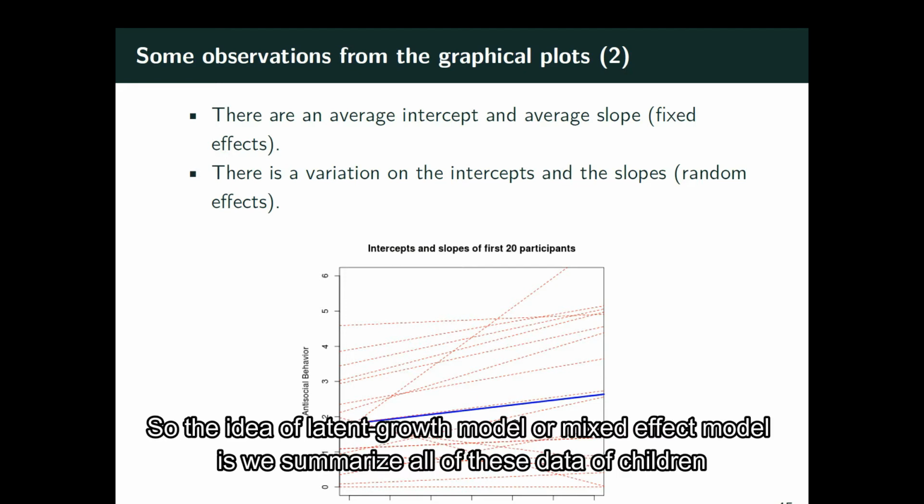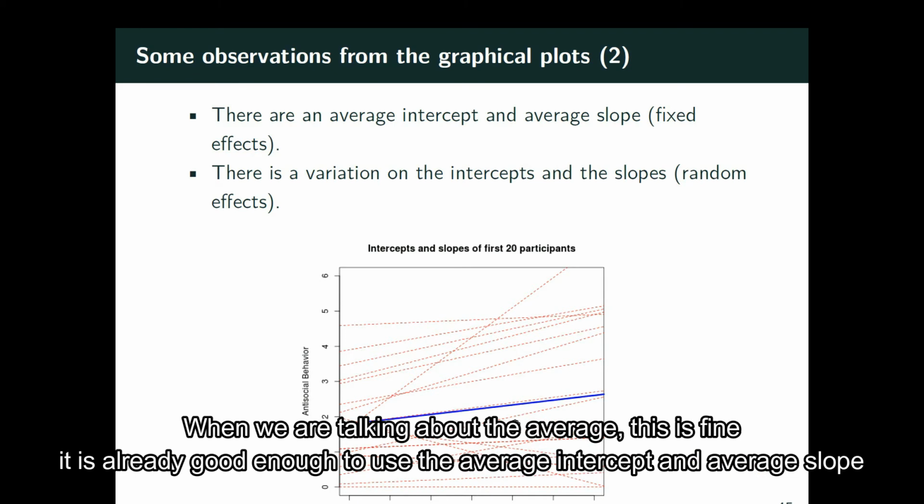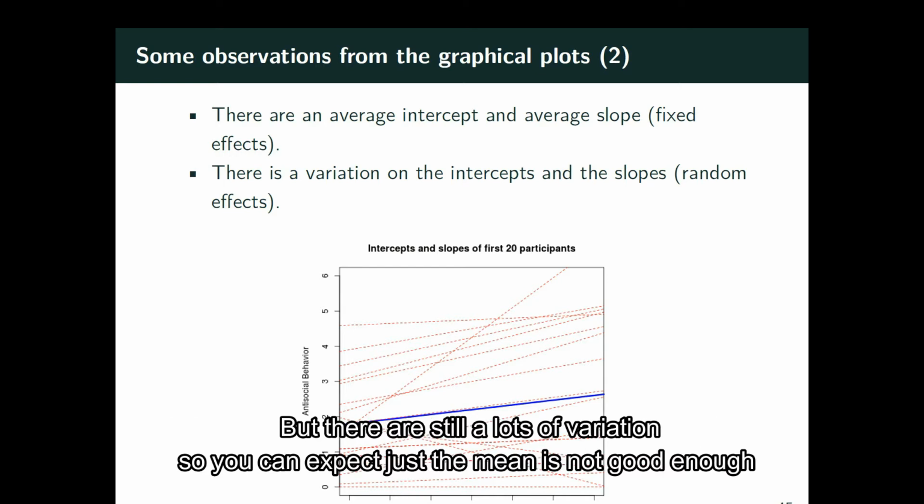So the idea of the latent growth model or mixed effects model is that we summarize all of the children's data into these 2 pieces of information, the average intercept and average slope. When we are talking about the average, this is fine. It's already good enough. But this is not complete, because let's say on average the children are becoming more and more antisocial, but there is still lots of variation. So you can expect the mean is not good enough.